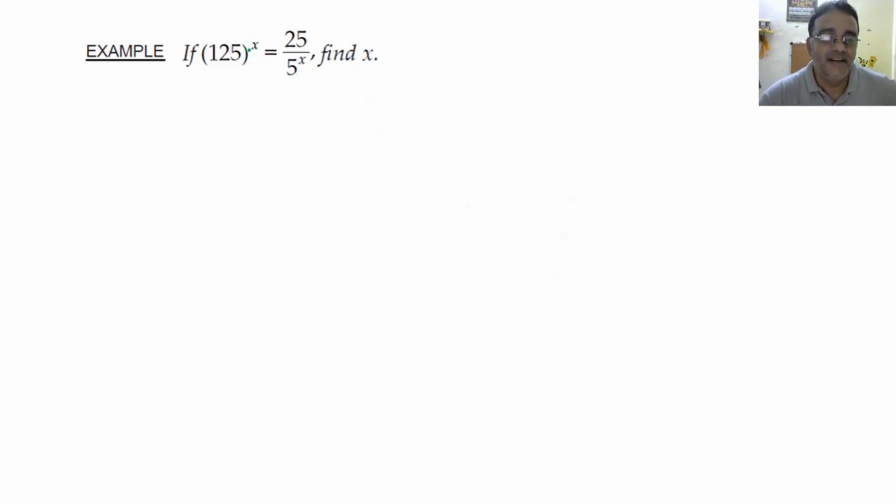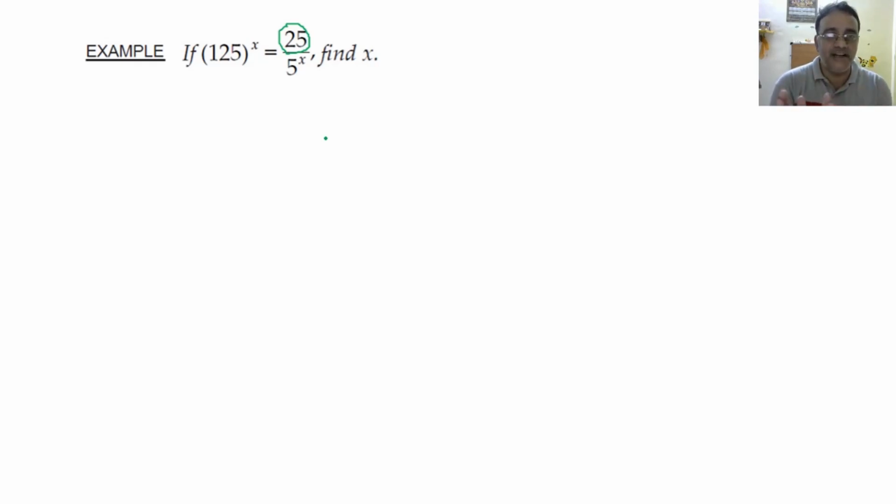Here the power of x is given. The power is x on the left hand side, and on the right hand side the denominator also has power x. How will you do this question? Sir, we can write 125 is equal to 5 cube. Yes, 125 you can write 5 cube, and here also 25 you can write 5 square by 5 to the power x. That means here our base is the same, 5.